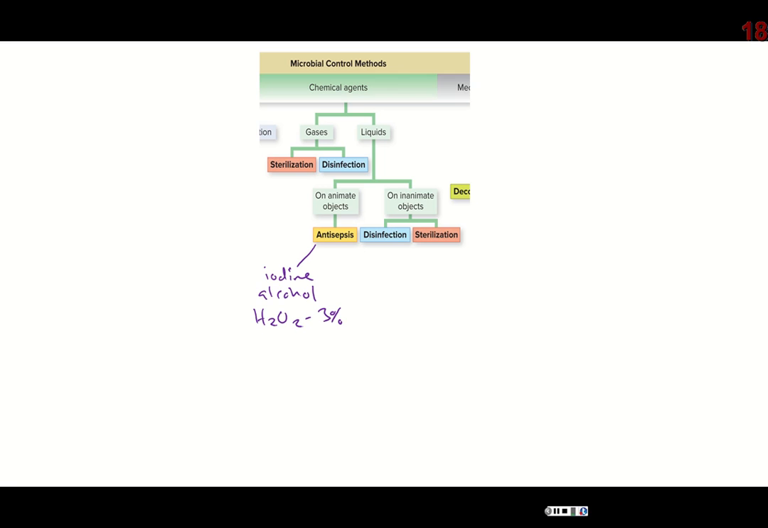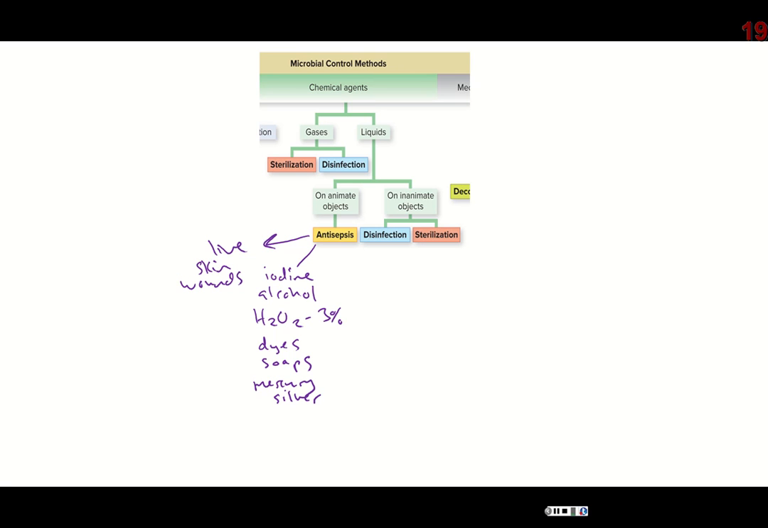Then we have some other things, various types of dyes, soaps. You can look up more detail in your book, but different kinds of dyes and soaps, and actually some types of metals such as mercury or silver, but again at a low concentration. So then what happens when you move over to disinfection? So antiseptics was on live, you know, like skin or wounds.